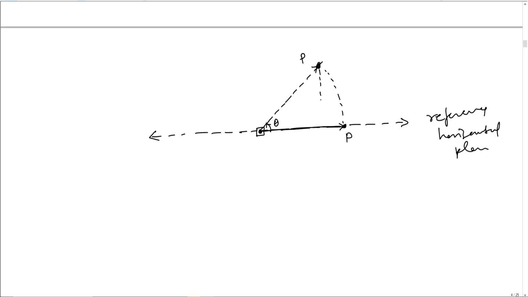We want to compute the height of this point P from the reference horizontal plane. Let us say this height is y. We know the length of the ladder is r and this angle is theta. Our task is to figure out the height of point P from the ground, y. What is given? R and theta: the length of the ladder and the angle the ladder forms with the horizontal plane. We need to figure out y.